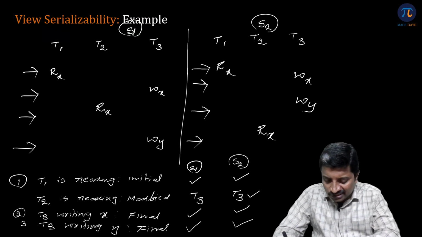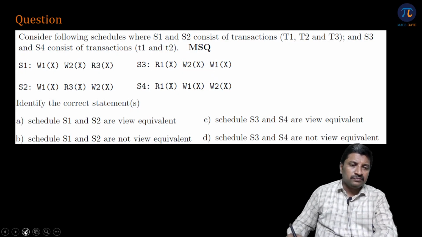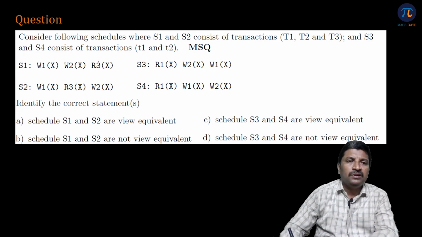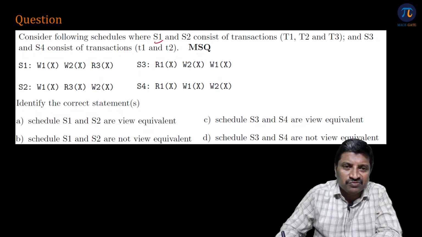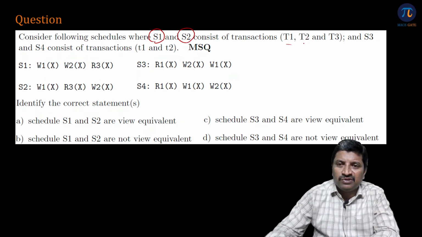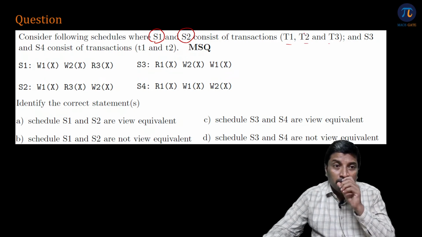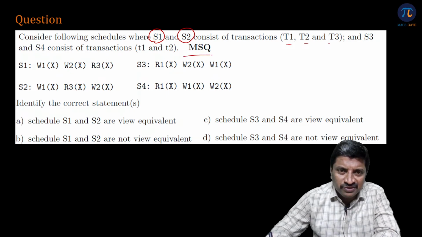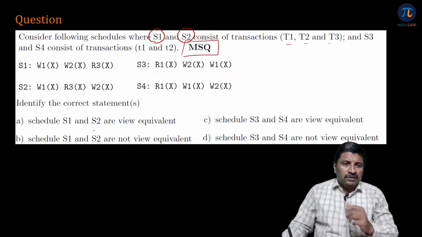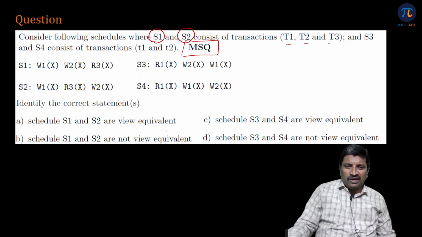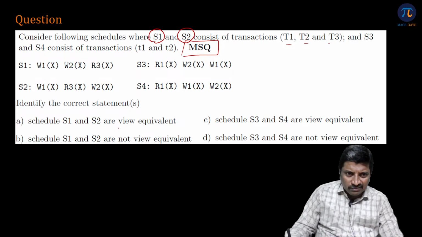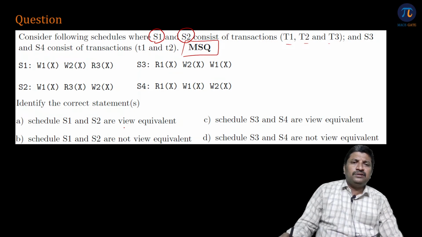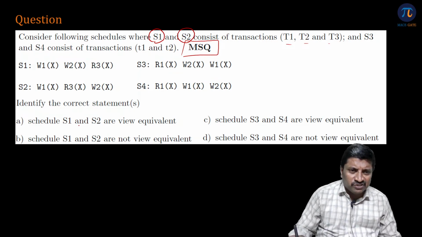So let us do one question on this. Consider the following schedules S1, S2 of the transactions T1, T2, T3. It is an MCQ, please observe it. Schedule S1, S2 are view equivalent. Schedule S3, S4 are equivalent. So which of them are equivalent? Let us verify the first one, S1, S2.